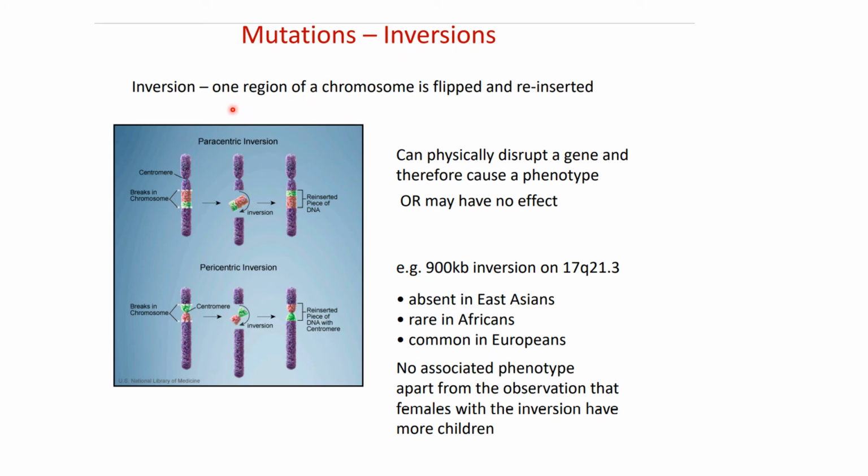Inversion mutation means one region of a chromosome is flipped and reinserted. See this picture. There is a break at the Q arm of the chromosome, and it is inverted and reinserted. Here in pericentric also, there is a break at the centromere position. It is inverted and reinserted. In both cases, sometimes it can physically disrupt a gene, or sometimes it may have no effect. No associated phenotype, apart from the observation that females with the inversion have more children.